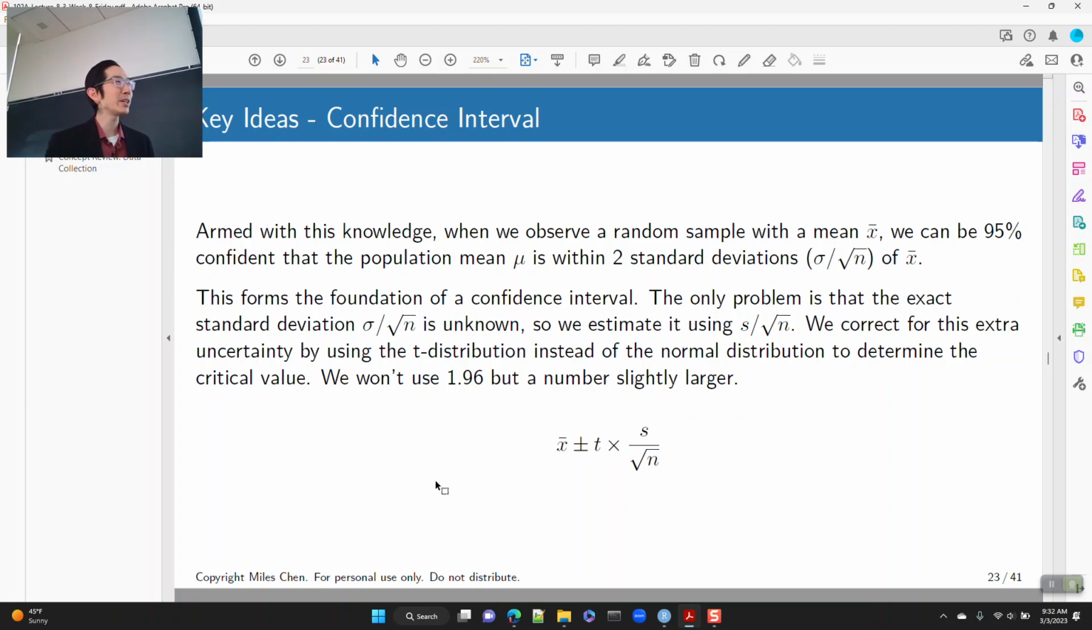So he's like, why does this keep happening? And he realized the problem is he didn't know sigma. He was using S instead, and so he teamed up with a friend, a mathematician, and then they developed the t distribution.